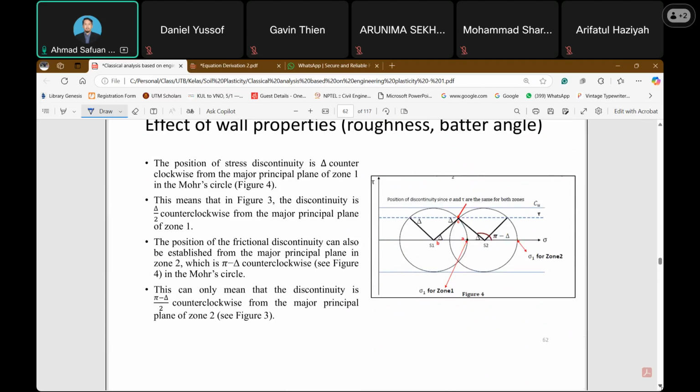The position of the frictional discontinuity can also be established from the major principal plane in zone 2, which is pi minus delta clockwise, here. This can also mean that the discontinuity is pi minus delta over 2 clockwise from the major principal plane of zone 2.